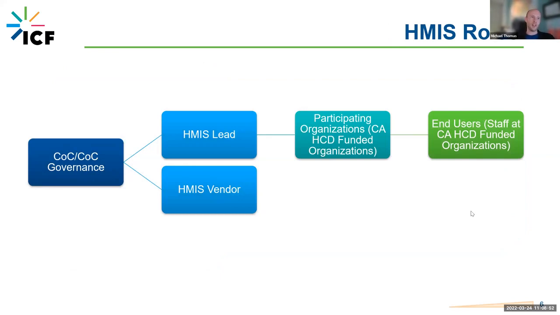When it comes to how the HMIS system is implemented in a continuum of care, this is what that looks like. So I put together a chart here to show you the continuum of care and/or its governance structure, depending on how they are set up. They are the top level for their geographic area. The continuum of care has to appoint an HMIS lead, and then also has to choose an HMIS vendor. And the HMIS lead is often very involved in that process of choosing the vendor. And then underneath the lead, you have participating organizations. This is where your funded organizations come into the picture.